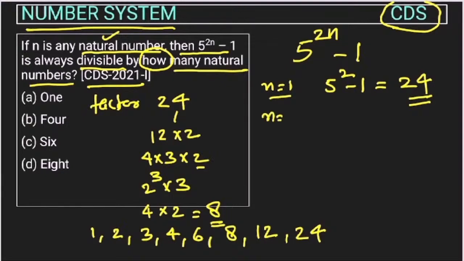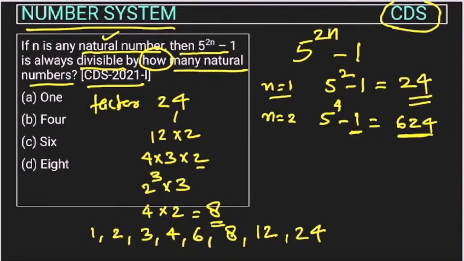So if we take n is equal to 2, then this will become 5 to the power 2 into 2, that is 4. 5 to the power 4 minus 1, then this will be 5 into 5, 25 into 5, 125 into 5, 625. 625 minus 1, so this will be 624. Right? Because we have to consider the natural numbers. We have not started with 0. We have not considered n as 0, right? Because 0 is a whole number.